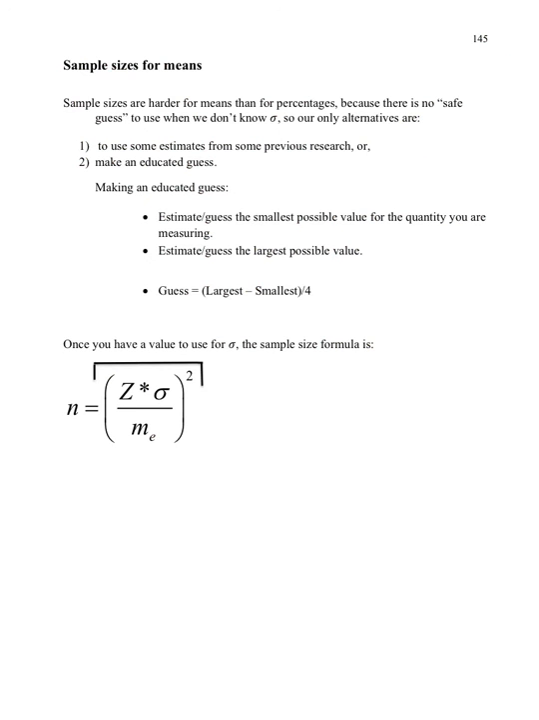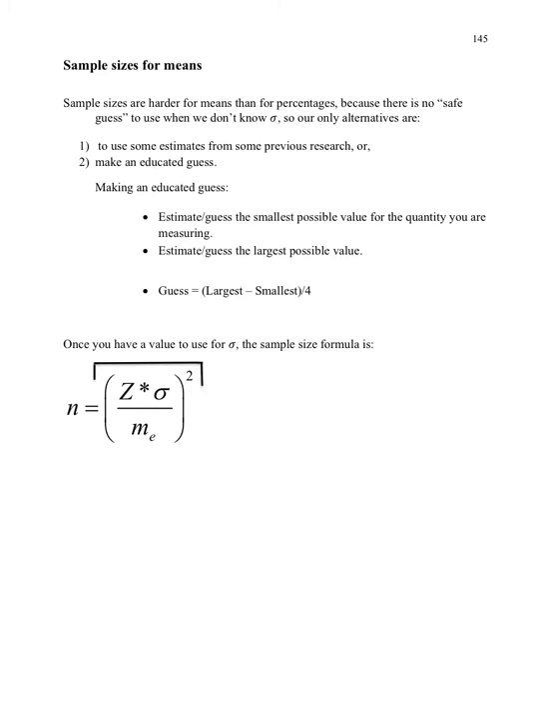Okay, and we'll finish up here with some sample size calculations. Sample sizes are harder for means than they are for percentages because we have no safe guess to use when we don't know sigma. So our two choices are we can use estimates from previous research or we can make an educated guess. And we'll come back to this in a second.